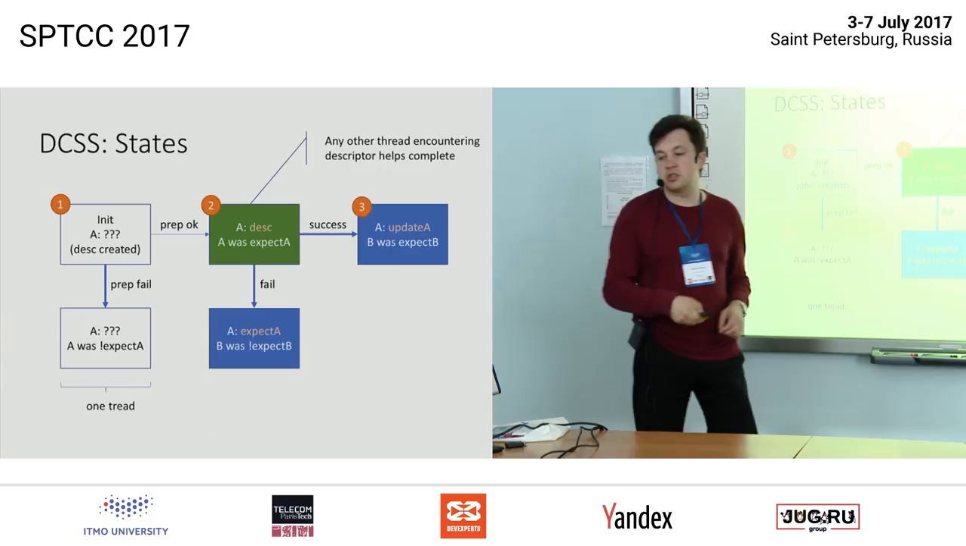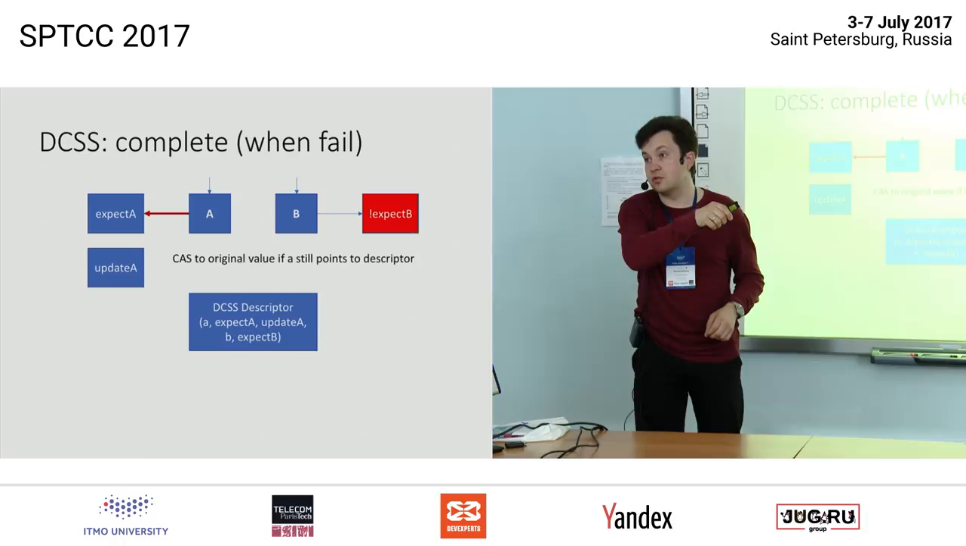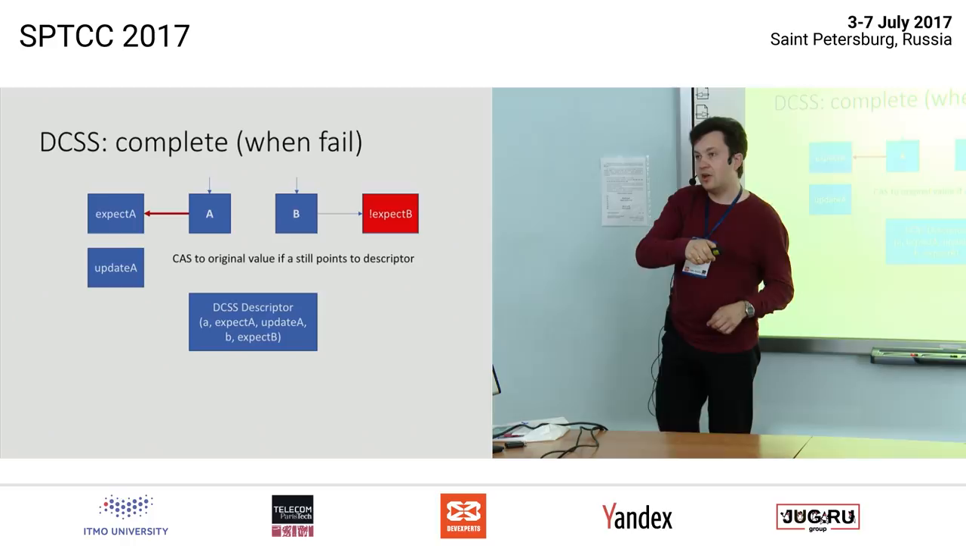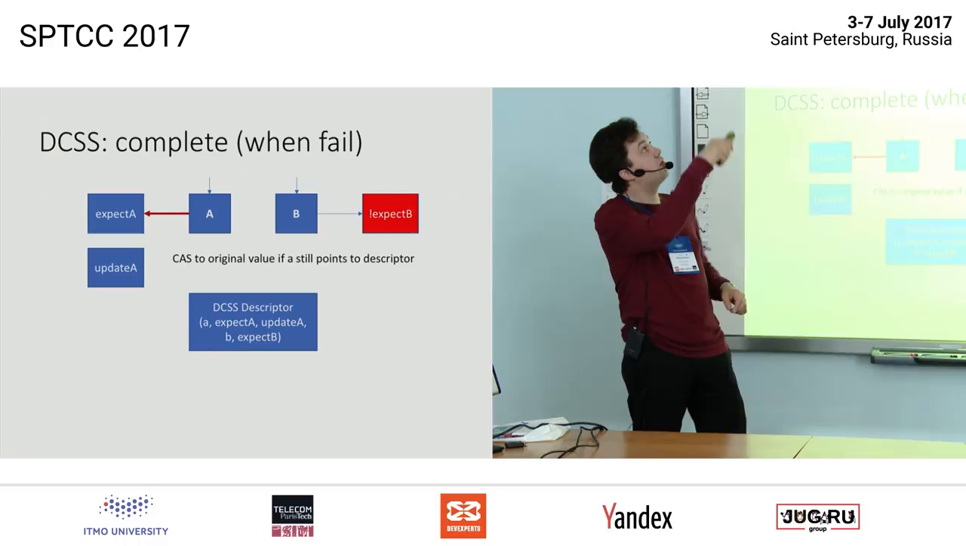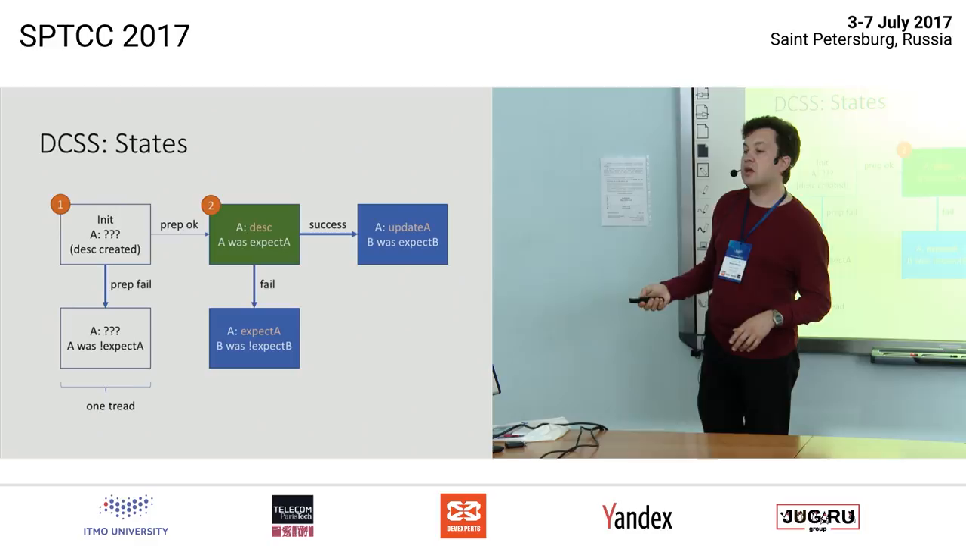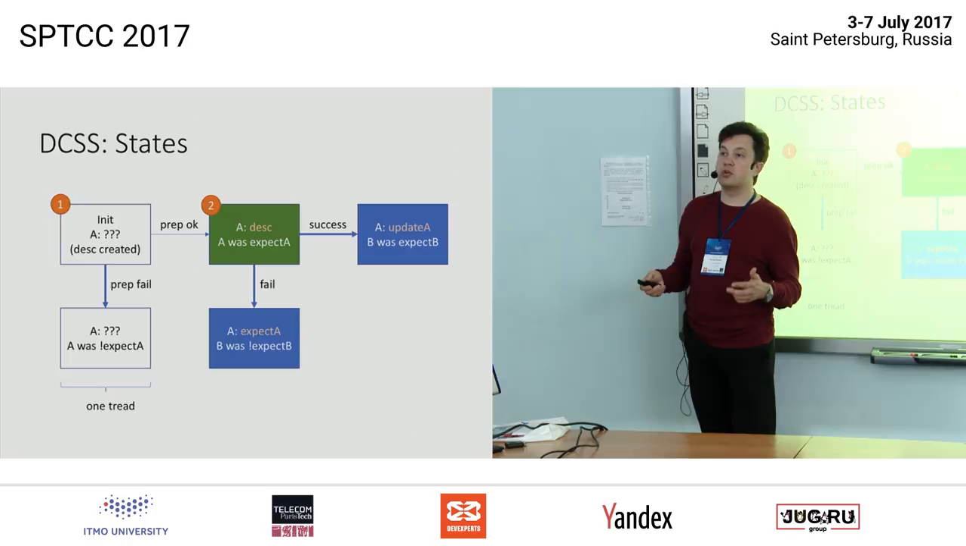It knows because of the descriptor. Remember when we created the descriptor, we recorded everything about the operation in it. Because the descriptor stores everything, including what value we expected, so we know what to restore if it fails, or what the updated value is that we'll have to put in if it succeeds. The descriptor records all parameters of our operation. That's why any thread that tries to read A and sees that it doesn't contain a value but contains a descriptor instead, and it's really easy in object-oriented languages, checks if A is an instance of operation descriptor, then helps it complete.